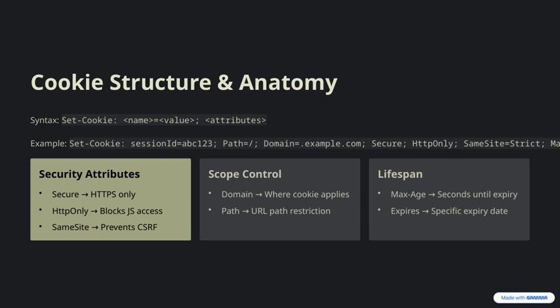Finally, lifespan is controlled via Max-Age and Expires. Max-Age specifies the number of seconds until the cookie expires. Expires sets a specific date when the cookie should be invalidated. Understanding these helps manage how long a cookie persists, whether for session management or longer-term preferences. Overall, these components work together to define not just how cookies store information, but also how secure and controlled that information is across different parts of your website and over time.